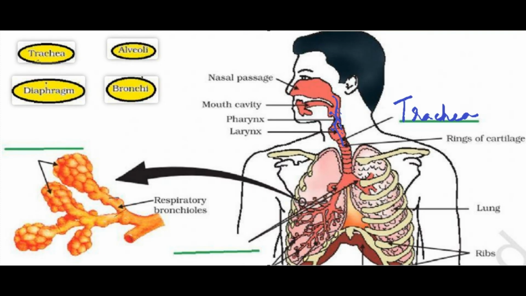In the trachea, you can see there are rings of cartilage lining the trachea so that the air passage should not collapse. That's why the rings of cartilage support the trachea. Next, the air will go through the trachea and the trachea will divide into two bronchi. So these two are bronchi. The bronchi will further divide to form bronchioles.